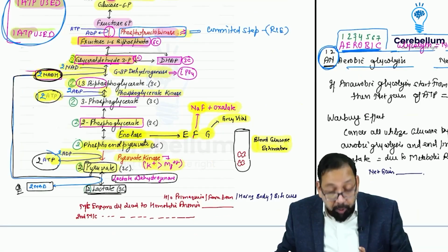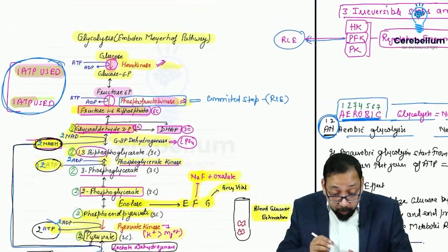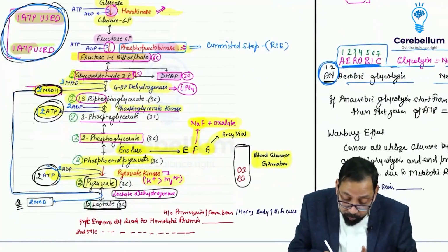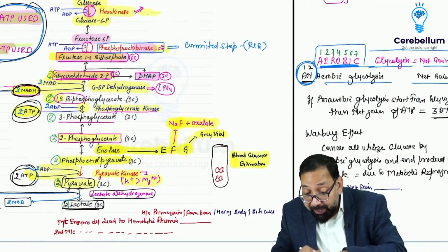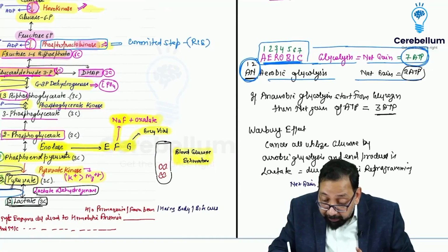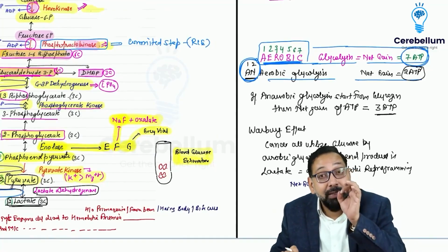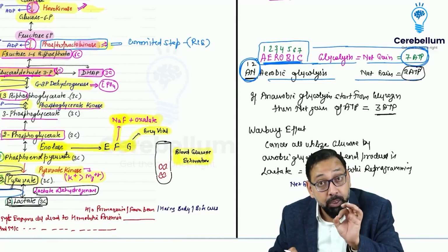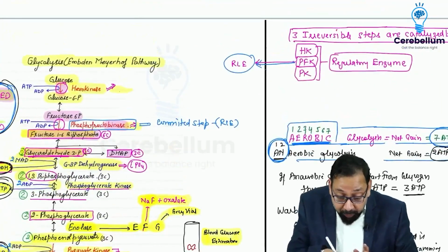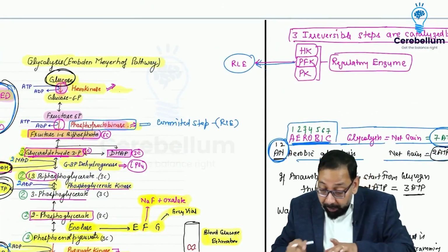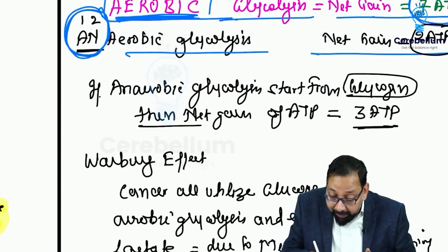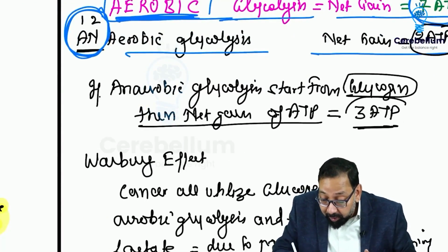A question is asked. In anaerobic glycolysis, 2 ATP are used and 2 plus 2, 4 ATPs are produced, so the net gain is only 2 ATP. A question is asked that in anaerobic glycolysis, if the starting point is glycogen, point it out. We are doing glycolysis from glucose, but if the starting point is glycogen, then the net gain of ATP would be 3 ATP.